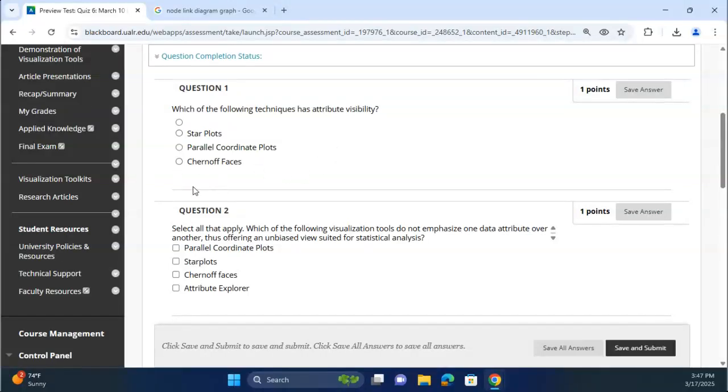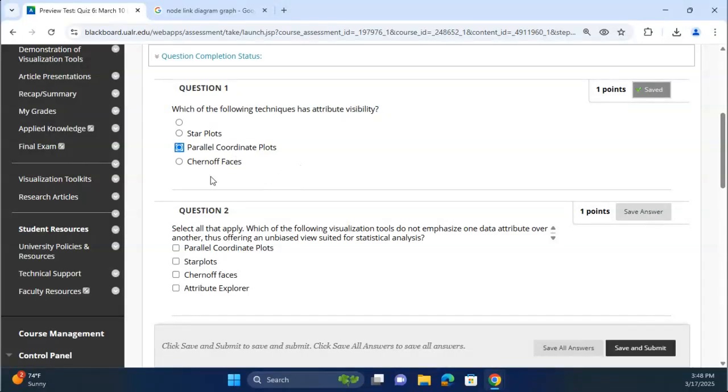So which of these three has attribute visibility? It's going to be the parallel coordinate plots. I assume you went through and looked at what they are. Star plots tend to show individual objects. Chernoff faces tend to show individual objects. And parallel coordinates tend to show attributes and how they relate to other attributes. It's hard to see an individual object in a parallel coordinate plot.